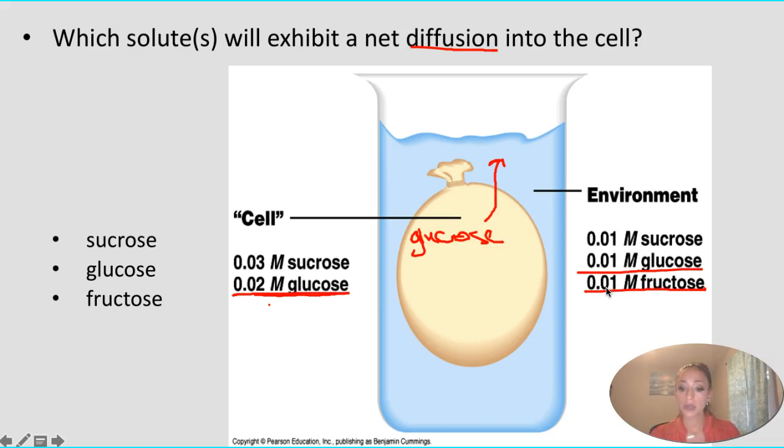Now let's look at fructose. There's none inside the cell, so it's 0 molarity inside the cell, but it's 0.01 outside the cell. So the diffusion of fructose, where is it going to go? Remember, diffusion goes from an area of high solute concentration to an area of low. So that fructose is going to go from high outside the cell to inside the cell to try to even them out. Remember, sucrose cannot go anywhere at all because it's not permeable according to this membrane, because that's what this question told us. So now we just discovered which solute will exhibit a net diffusion into the cell. Our answer there would be fructose.